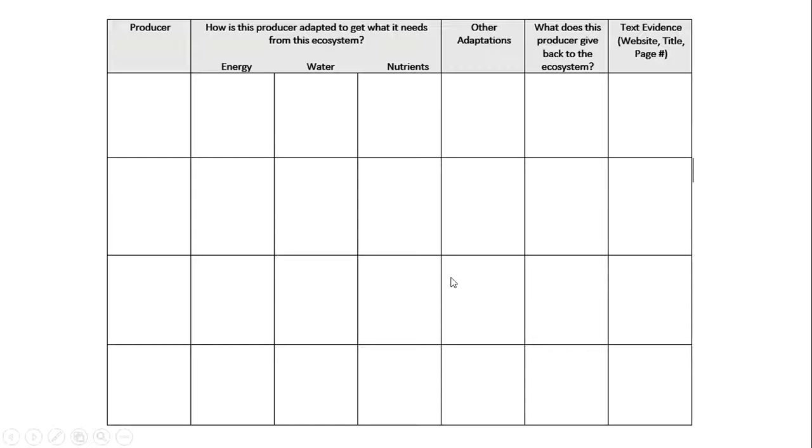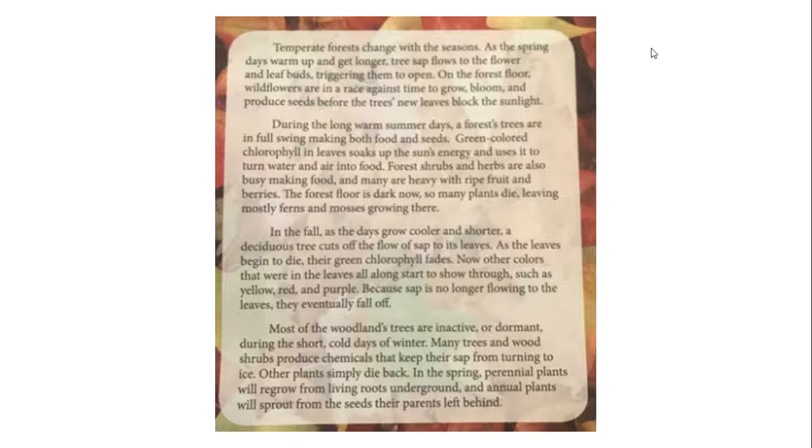What you're going to be looking at are how producers adapt or change to meet the needs of their environment. How have they adapted to get what they need from their ecosystem in terms of energy, water, nutrients? What are some other adaptations they have? What do they give back to their ecosystem, and where did you find your information? So I'm going to show you some of my organizer today using this passage that you've already read.